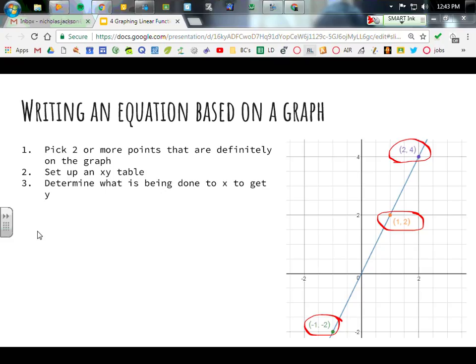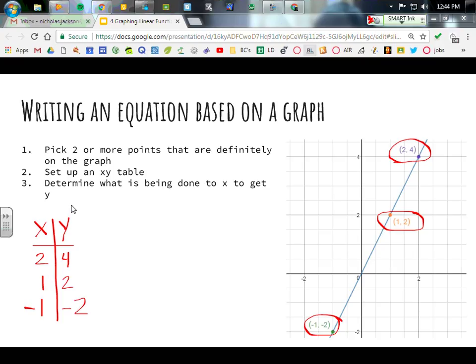Set up an XY table. All right, so we're going to go ahead and set up an XY table. Starting, if we just go from top to bottom, our first point was 2 and 4. Our second point was 1 and 2. And our third point was negative 1 and negative 2. And we're going to determine what math is being done to x to get y. This kind of calls back to the previous video where we talked about how to figure out the function based on a table.